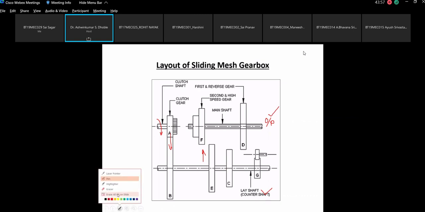Exactly what is going to happen, we are going to see. Please understand that this is the conceptual stage of how the sliding mesh gearbox works. So this is input, power in, then it will come here. Then now it will come to your lay shaft. Now we will see what happens in different gears. Okay.